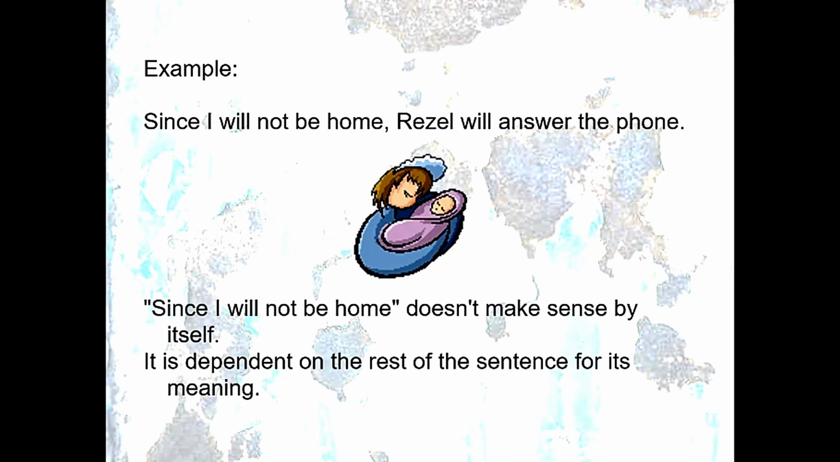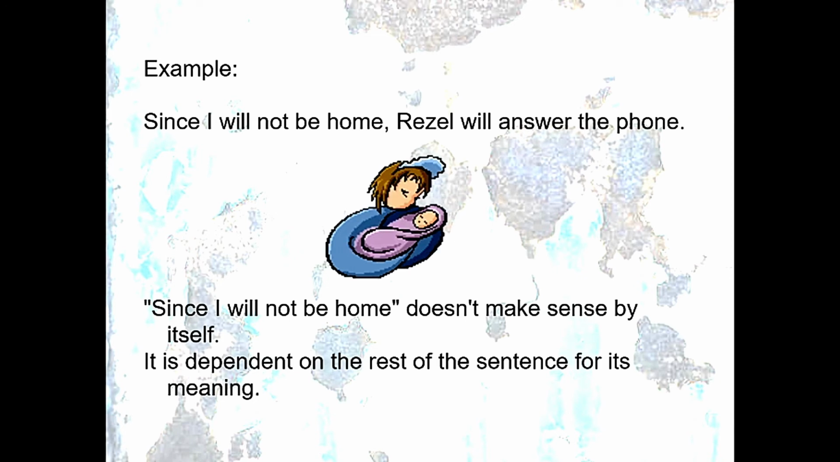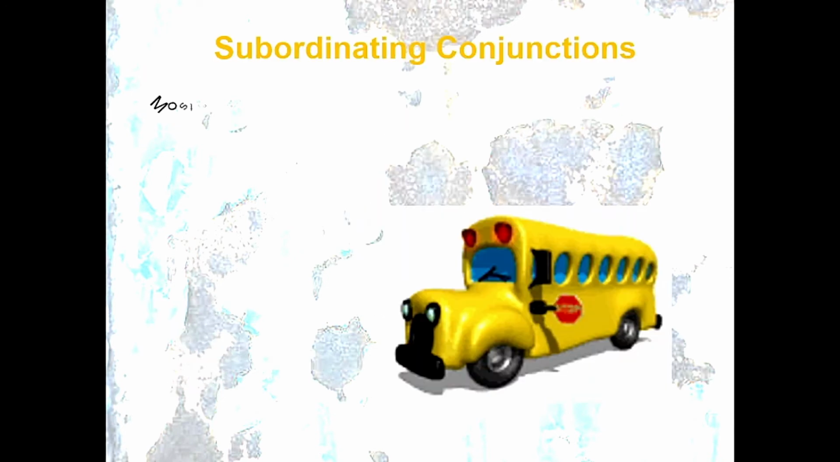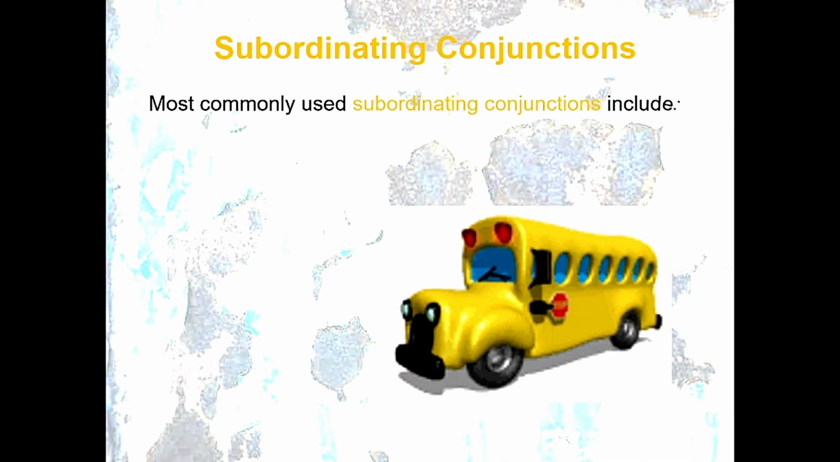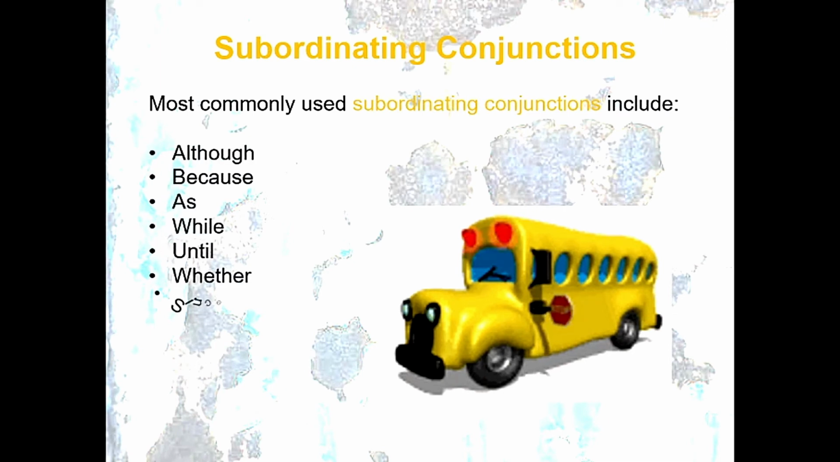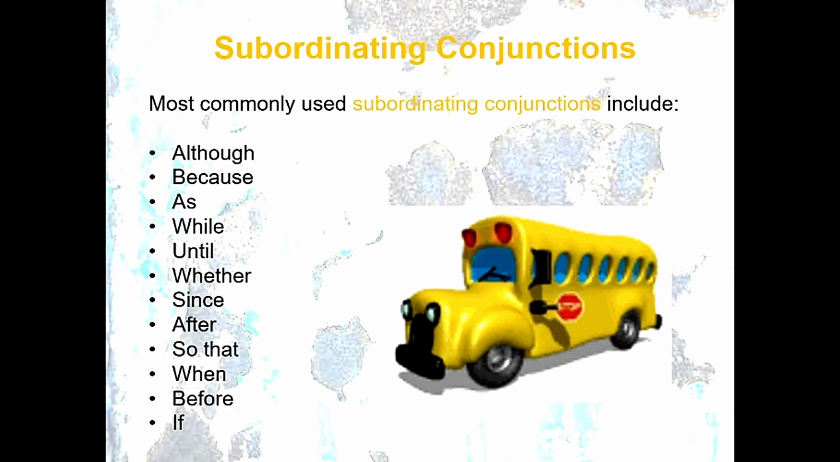And there are many subordinating conjunctions that can be found online. But let me give you the commonly used. And these are although, because, as, while, until, whether, since, after, so that, when, before, and if. If you will see these words at the beginning of the clause, it is your guide or an indicator that it is a dependent clause. Do I make myself clear?